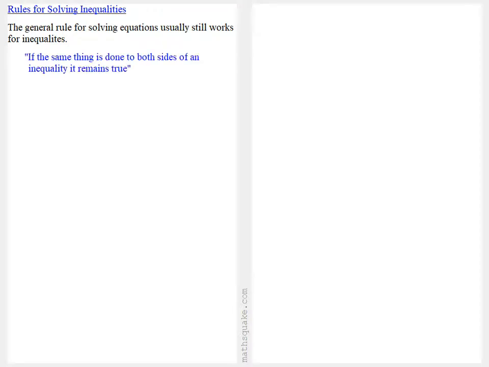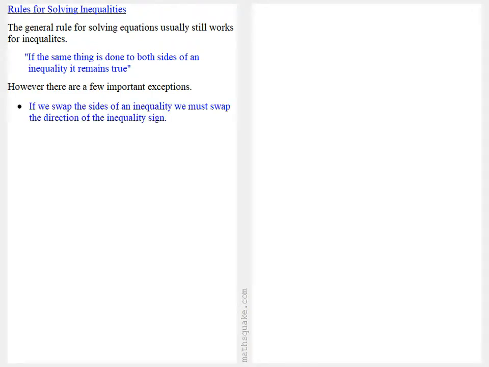Now we have the following rules for solving inequalities. The general rule for solving equations usually still works for inequalities. If the same thing is done to both sides of an inequality, it remains true. However, there are a few important exceptions. First, if we swap the sides of an inequality, we must swap the direction of the inequality sign. 3 is less than 5, but if we change the sides, 5 is greater than 3, so the inequality sign must change its direction.